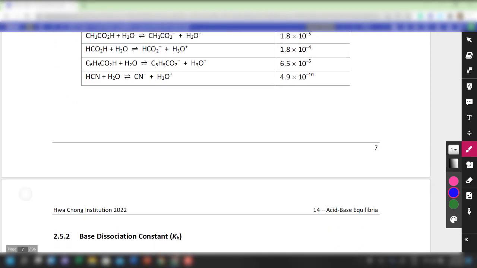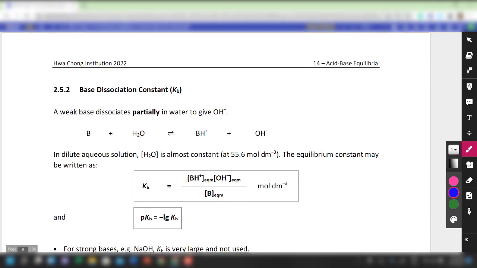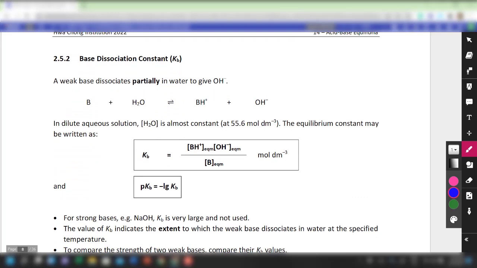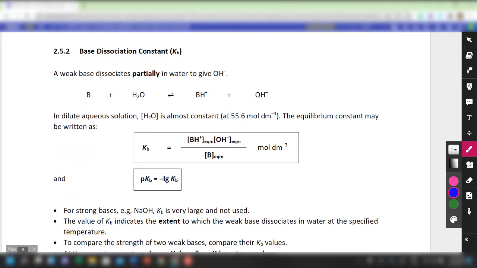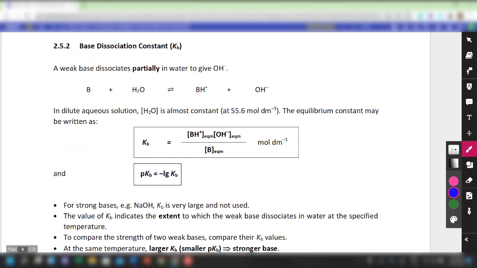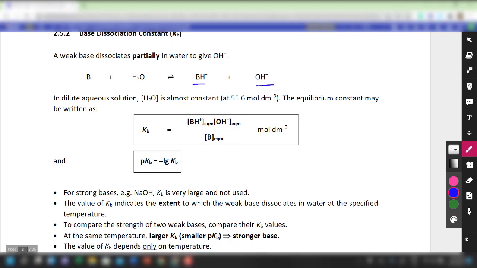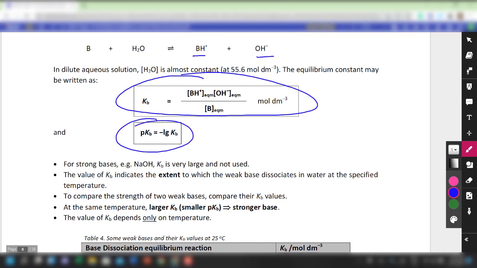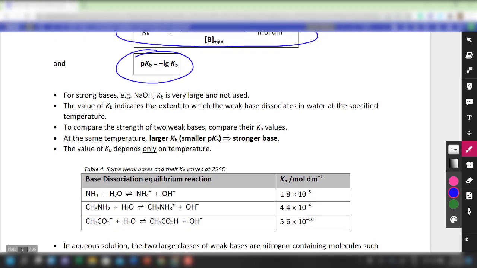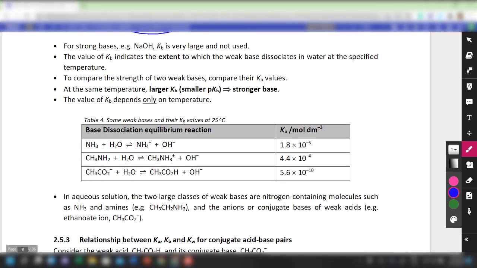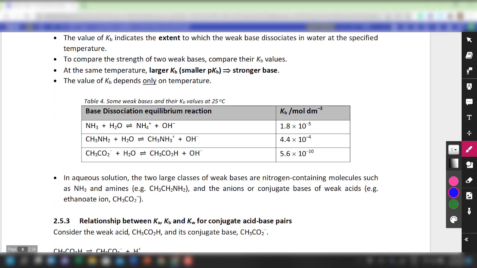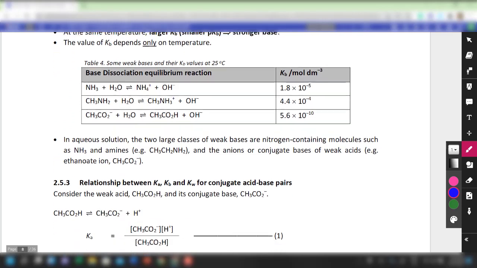Okay, so I'm going to move on. Base ionization constant, base dissociation constant. Base ionizes partially in the process, giving you the conjugate acid and OH minus. So again, you can write a Kb expression out. You can define pKb as well, and the greater the Kb value, the smaller the pKb. Same logic. These are just some Kb values of the various bases.